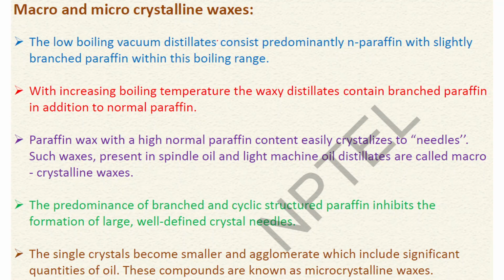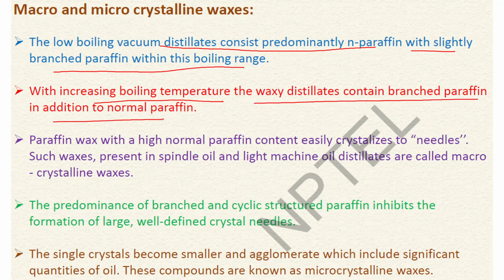The low boiling vacuum distillate consists predominantly of n-paraffins with slightly branched paraffins within this boiling range. If the boiling point is less, they consist mainly of n-paraffins with slight branched paraffins. Whereas if the boiling temperature increases, the waxy distillate consists mainly of branched paraffins in addition to normal paraffins. The branched paraffin content increases with increase in the boiling point.